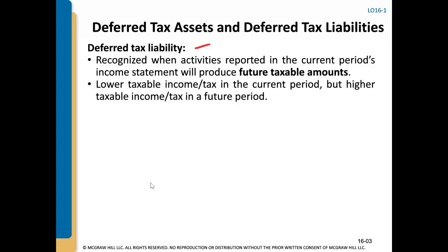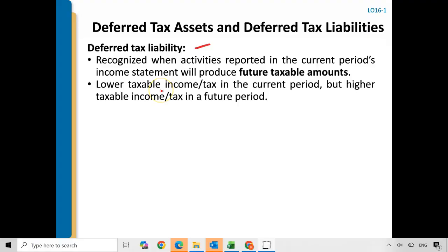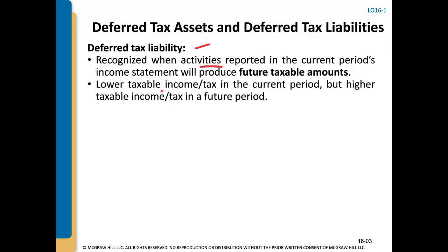So we have this account called deferred tax liabilities, which arises when activities, meaning either revenue or expenses, reported in the current period's income statement will produce future taxable amounts. So we don't recognize as much income or we recognize more expense in the current period on our tax return, and therefore it will result in future taxable amounts.